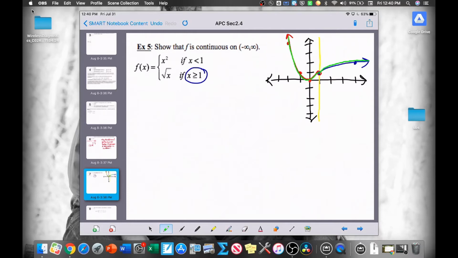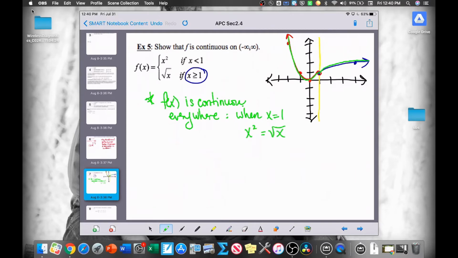This is a way that we can show it with a graph, or graphically, but we could also show this algebraically, because if f of x is continuous everywhere, then when x equals 1, x squared should equal the square root of x. That should be true, right?